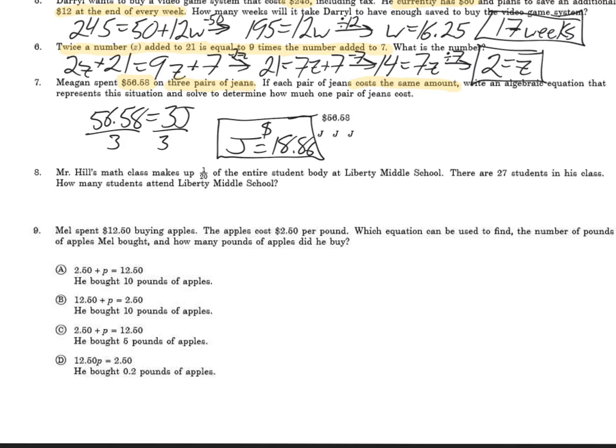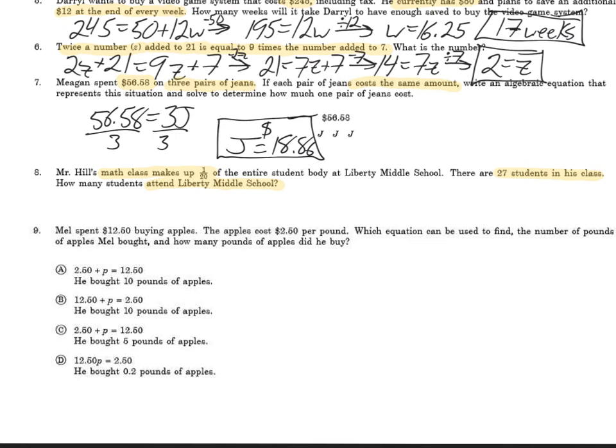Number 8. Mr. Hill's math class makes up 1/20th of the entire student body at Liberty Middle School. There are 27 students in his class. How many students attend Liberty Middle School? Again, we're going to highlight some stuff. Math class makes up 1/20th. There are 27 students in his class.